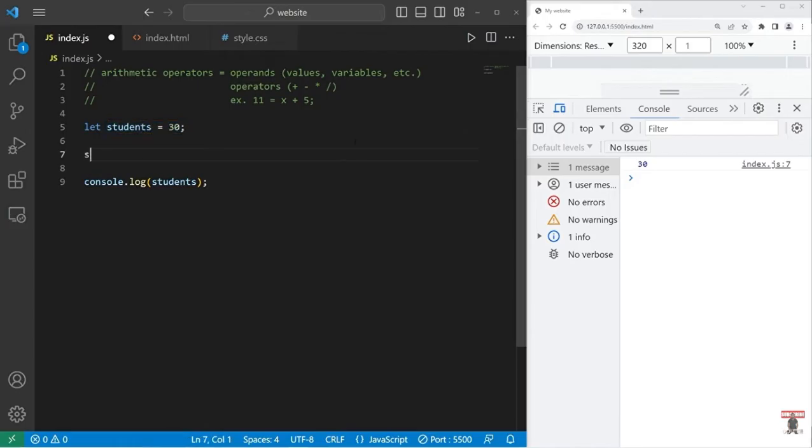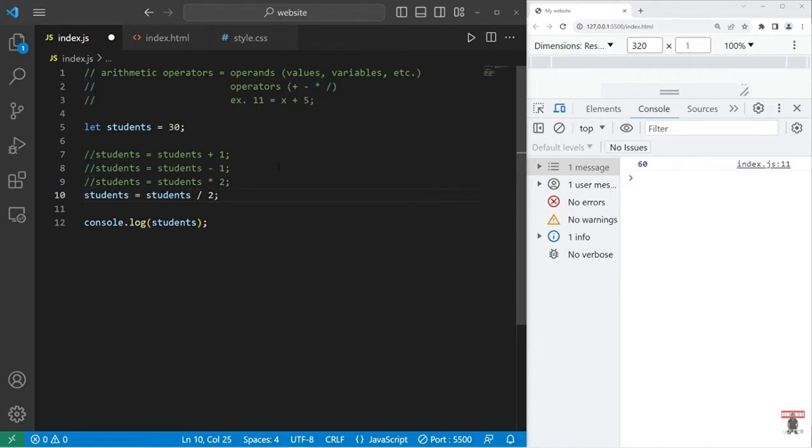Now for subtraction, that is the minus sign. To subtract a student, we can reassign our variable students, equals students minus 1. Now we have 29. Then we have multiplication, which is represented by an asterisk. We will double the number of students we have. Students equals students asterisk 2, to multiply by 2. We have 60 students. Division is a forward slash. We will split our class of students into 2. Students divided by 2. We now have 15.